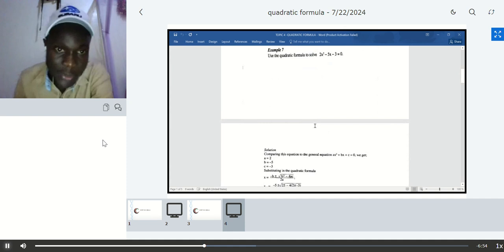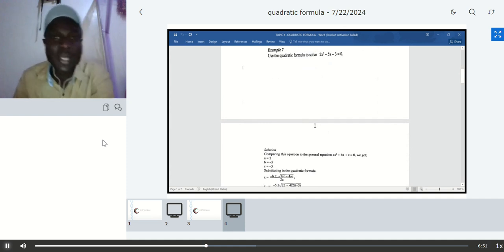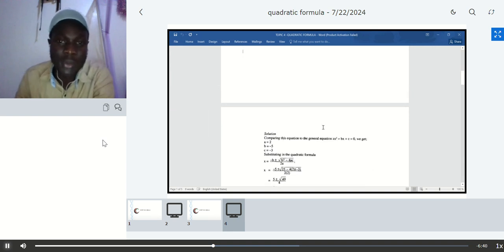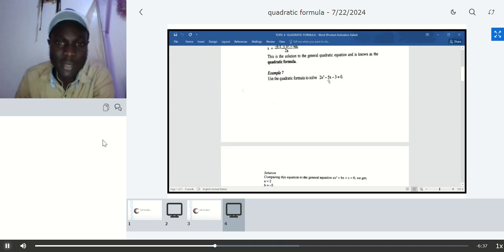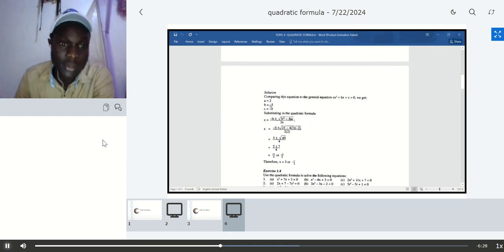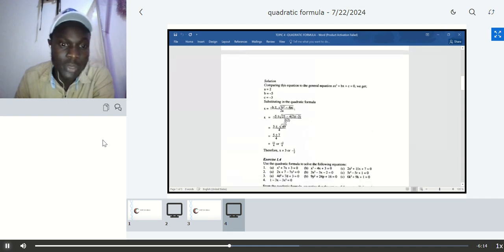We have an example. Use the quadratic formula to solve 2x squared minus 5x minus 3 is equal to 0. We compare this to the general equation, ax squared plus bx plus c is equal to 0. Our a will be 2, b will be negative 5, c will be negative 3. Then we substitute these values into the quadratic formula. It will be negative of negative 5, plus or minus the square root of b squared, which is 25, minus 4 times a, that is 2, and c, negative 3, all divided by 2a, that is 2 times 2 is equal to 4.